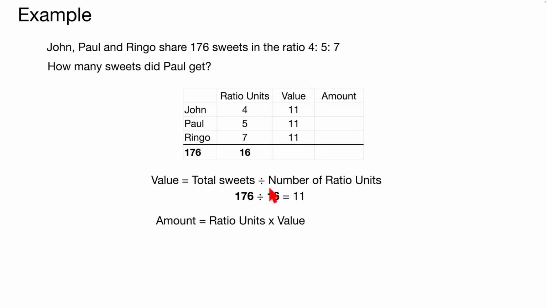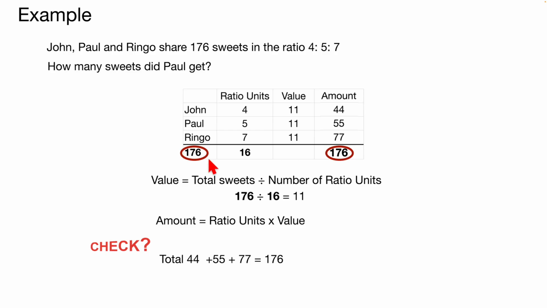And then I can work out the amount. Amount is ratio units times value, so I can fill that in. 44, 55, 77. And automatically, well not automatically, I have to make the effort, I add these up and I see that it's 176, which is exactly the same number of sweets we had to start with, which is lucky.